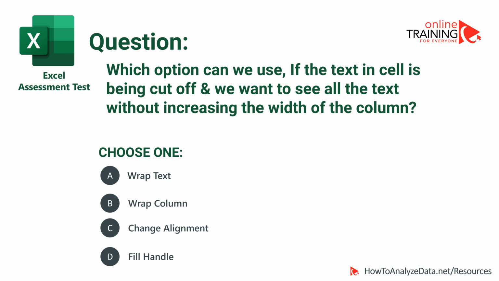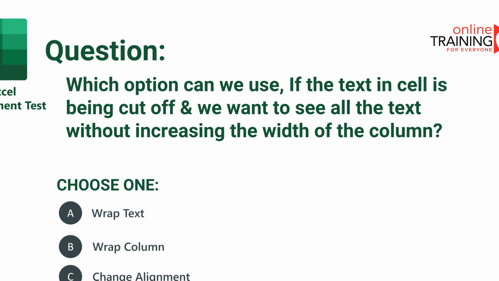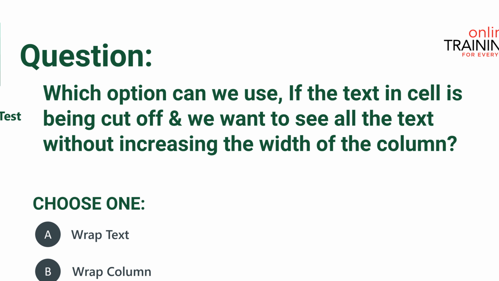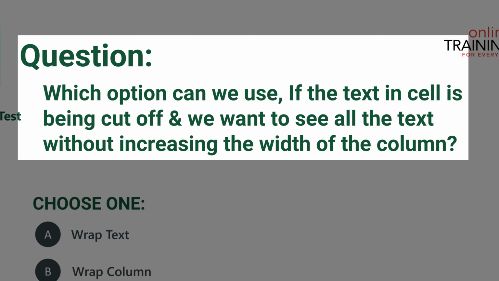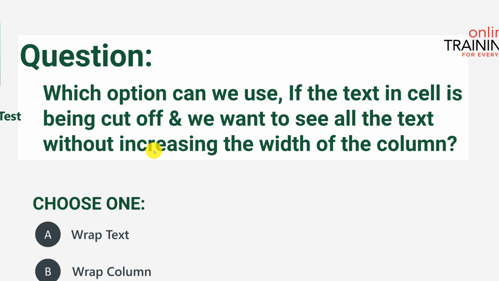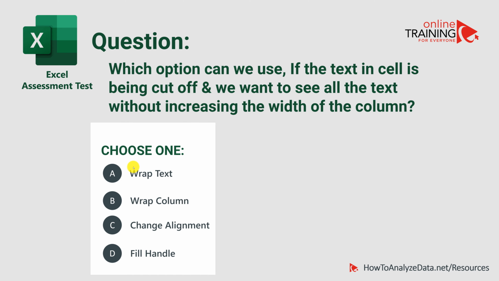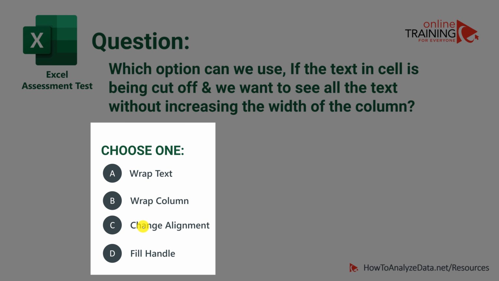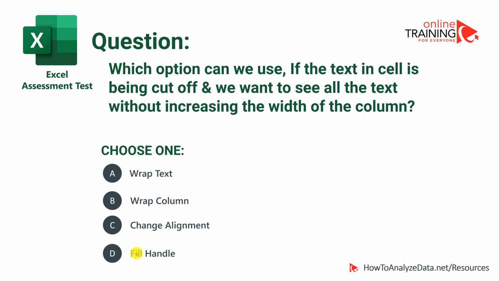Now let's look at the typical questions that test your knowledge of Excel formatting features. Which option can we use if the text in the cell is being cut off and we want to see all the text without increasing the width of the column? And there are 4 choices: wrap text, wrap column, change alignment, and then fill handle. Which one would you choose? Which one do you think is the right answer?